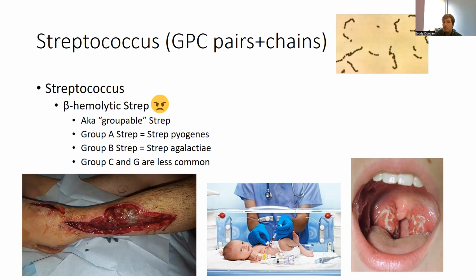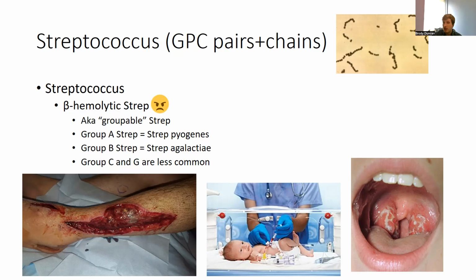Similarly, group B streptococcus can cause life-threatening infections in any patient, but it's particularly common in newborn babies. So if a mom has group B strep in or on her body, and then when the baby is born, that bacteria transmits to it, because of how vulnerable their immune systems are, they actually can have a life-threatening infection and have meningitis or die. So group A and group B strep are very common and very serious.